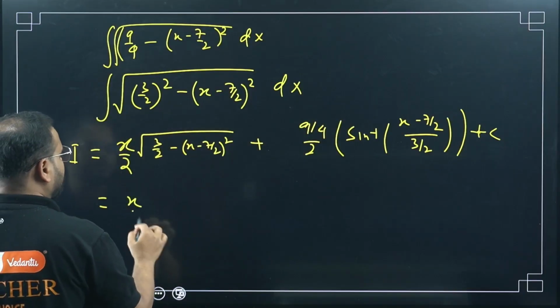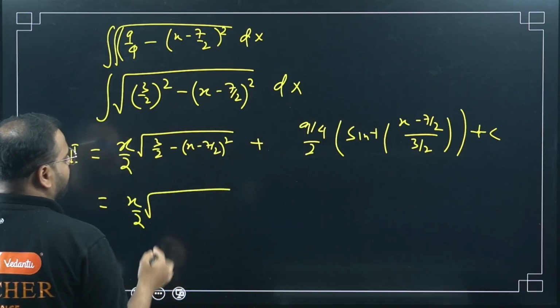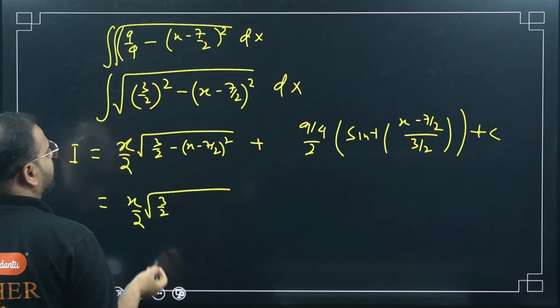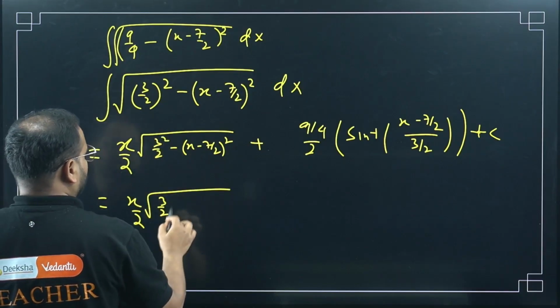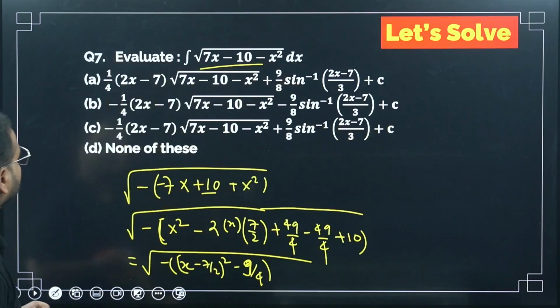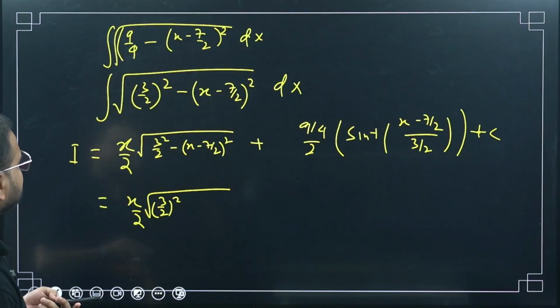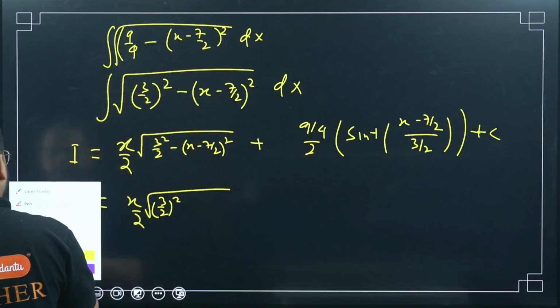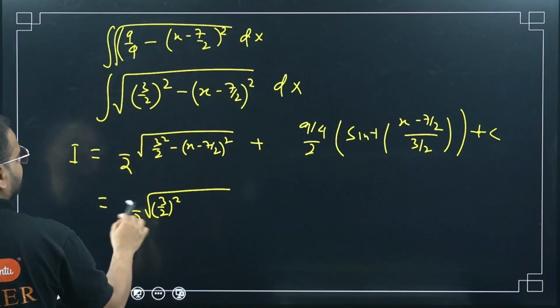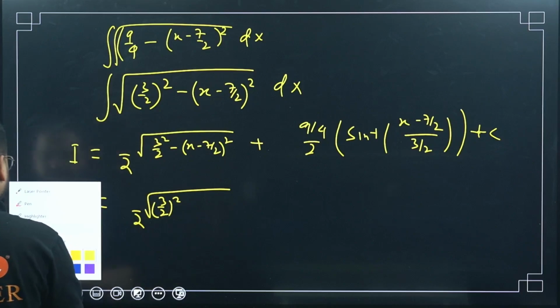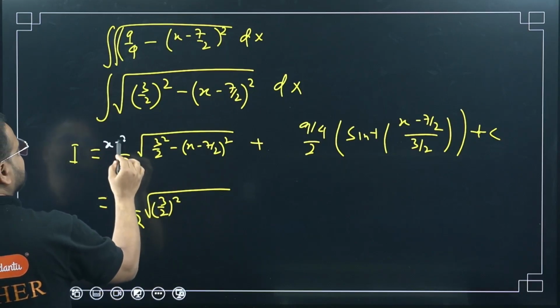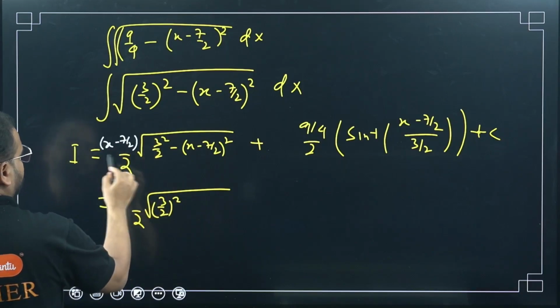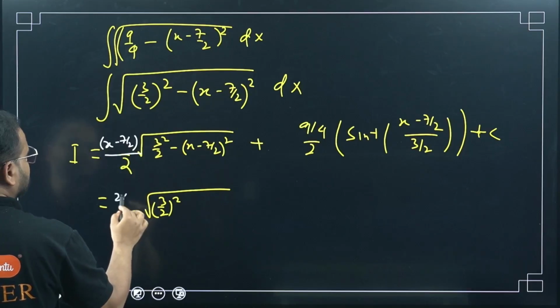This is going to be x by 2. This will remain as it is. 3 by 2 the whole square, obviously. Please check the option. This is not x, right? Forgive me, I made a mistake. x is actually x minus 7 by 2, right? So it's going to be 2x minus 7.